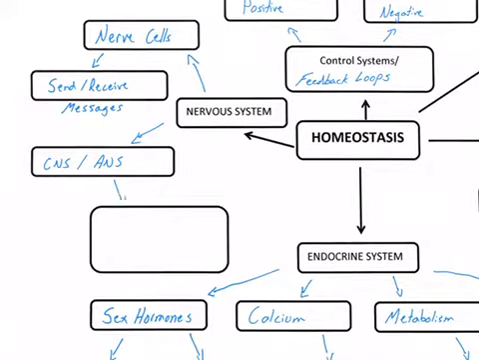Within the autonomic nervous system, we will focus on two aspects of it: what's called the sympathetic and the parasympathetic nervous system.